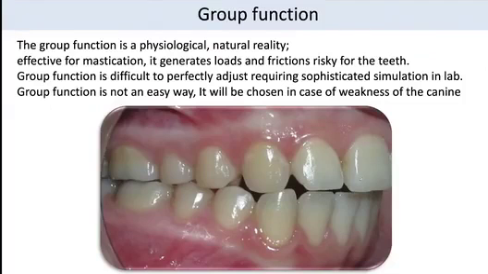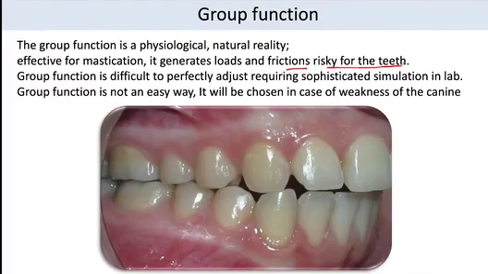Group function is physiological. Natural group function is very frequent and it is physiological. It is a natural reality. It is interesting for mastication. But group function generates loads and frictions, risky for the artificial teeth. Not really for the natural ones. They are wearing, but it is not really a strong problem. But for artificial teeth, frictions are a problem.